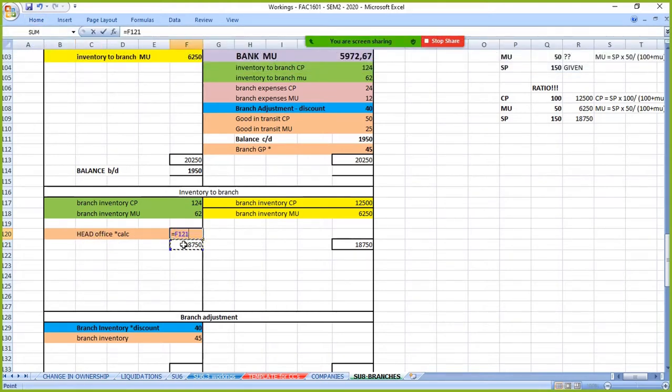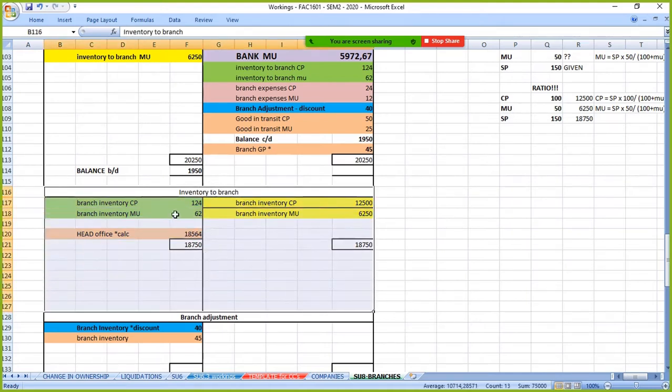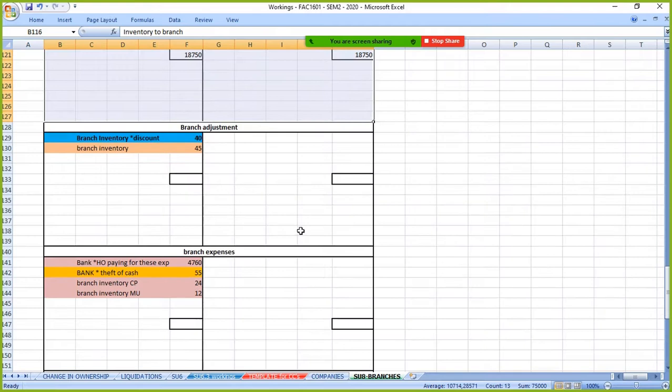Okay, the net amount, that was the net amount, inventory to branch. Inventory to branch had an amount of 18,564, which is inventory that's still going to be provided for, for the actual head office. The head office needs to account for that portion as part of their calculation. We've got branch adjustment and we've got branch expenses.